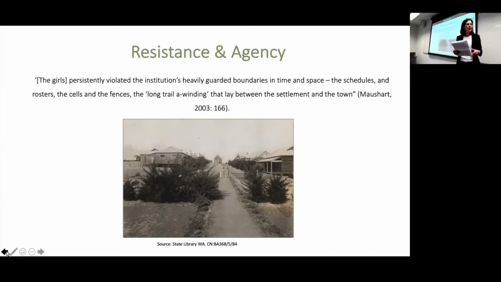And as I put that quote up, because I think that's really quite telling, Mouseheart's quote, and I'll just read it, "They persistently violated the institution's heavily guarded boundaries in time and space, the schedules and rosters, the cells and fences, the long trail of iron that lay between the settlement and town." And that image there shows you the settlement and its structure.